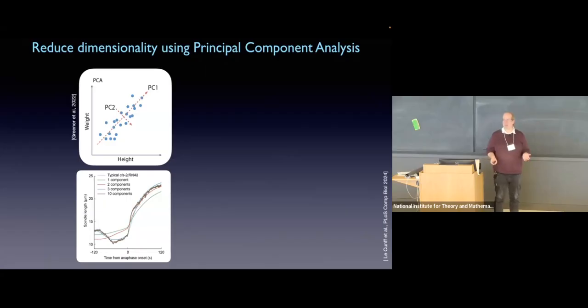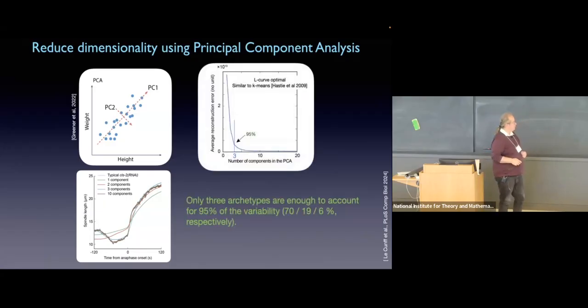Of course, we cannot do that by waving hands, and there's a proper way of doing it. We can plot a curve with the number of components that we put in the reconstruction, and on the y-axis, the average reconstruction error. And with that, we see a classic L curve, and in the corner we have the optimality. So 3 components, and with that, we can account for 95% of the variability. In fact, each component accounts for 70, 19, and 6%.